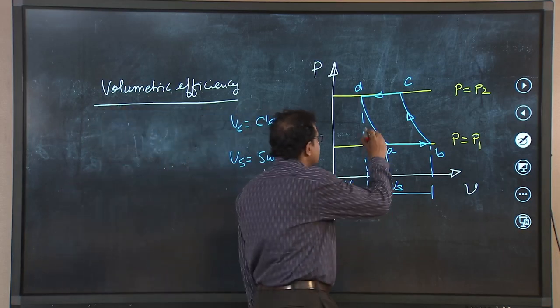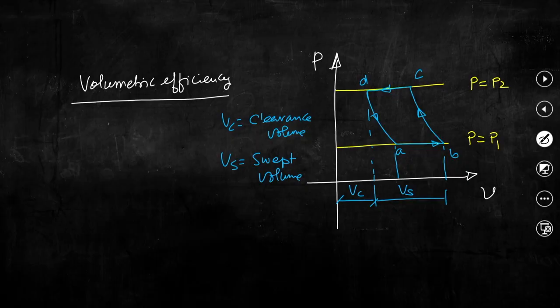So, let me tell you once again. Then finally, another cycle will start, and it will start from A to B. So, A to B is the suction, then B to C is the compression, and C to D is the process at which high pressure working fluid is discharged into the combustion chamber.